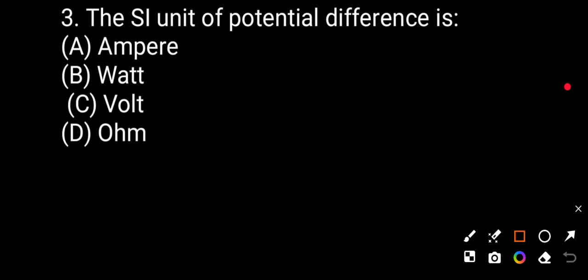Question number 3. The SI unit of the potential difference is ampere, watt, volt, ohm. The correct answer will be volt. Volt is the SI unit of the potential difference. So option C is correct.